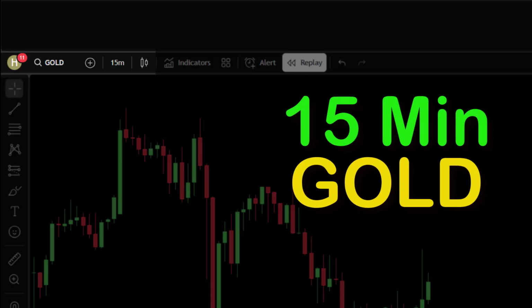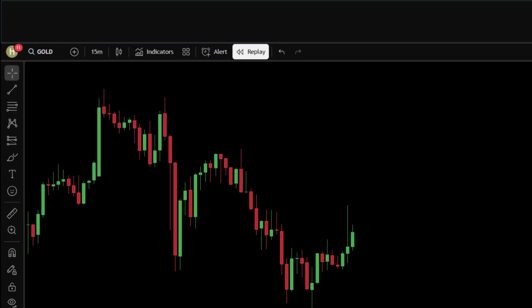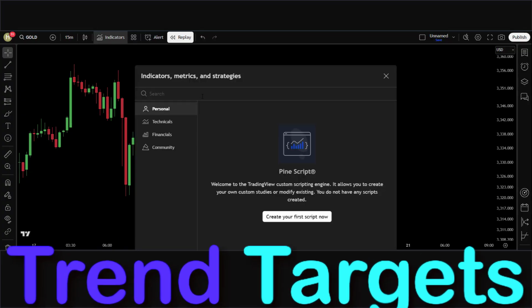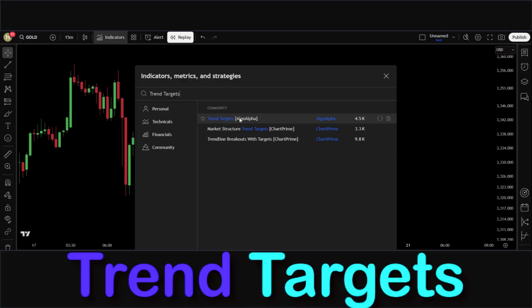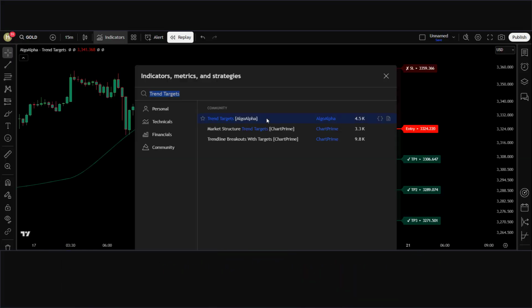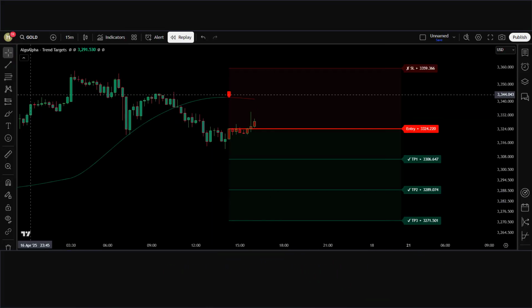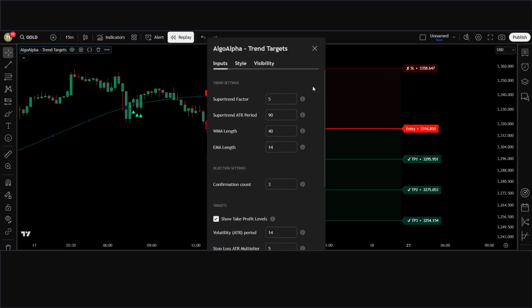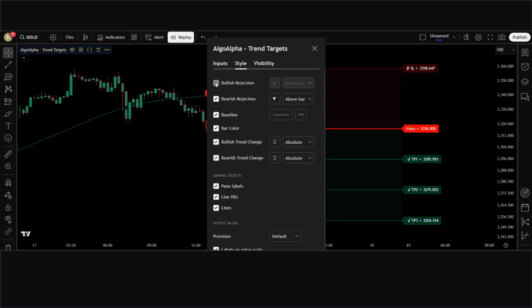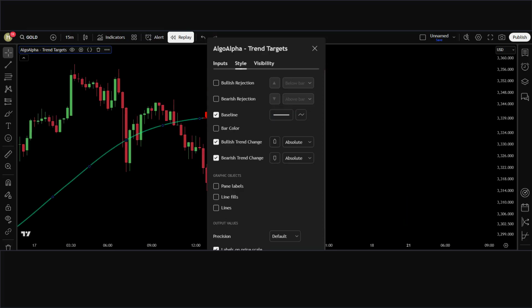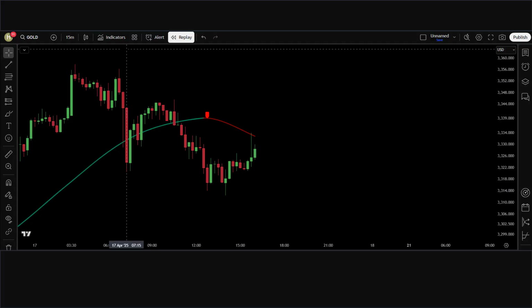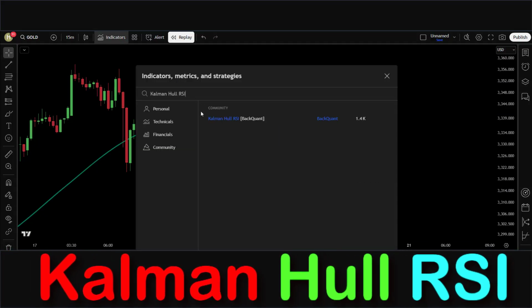We are going to test this strategy on 15-minute frame and gold chart. In this setup we would require two oscillators here. First indicator name is Trend Targets. Keep the indicator setting as I have shown here. We have to apply another indicator on the chart. Second indicator name is Kalman Hull RSI.